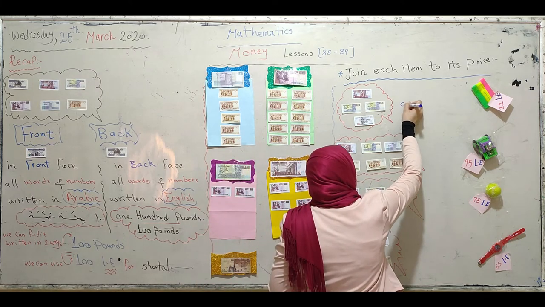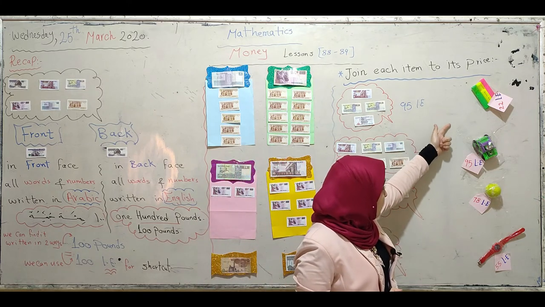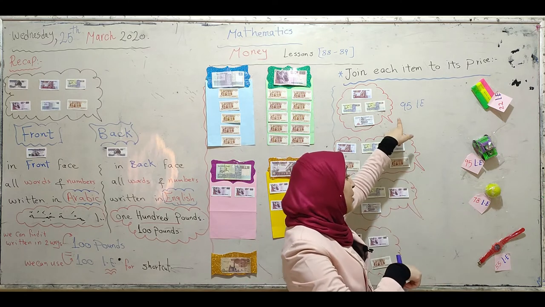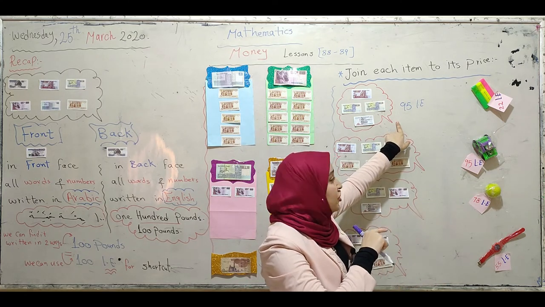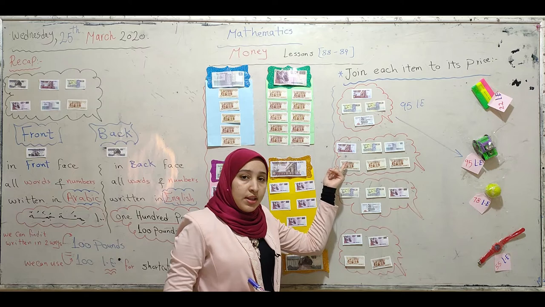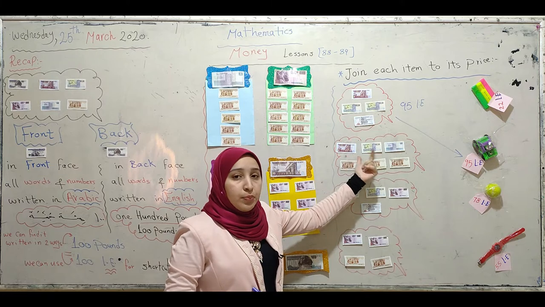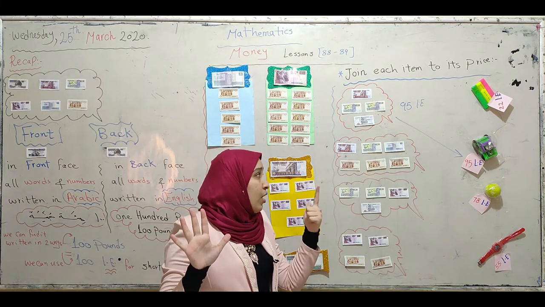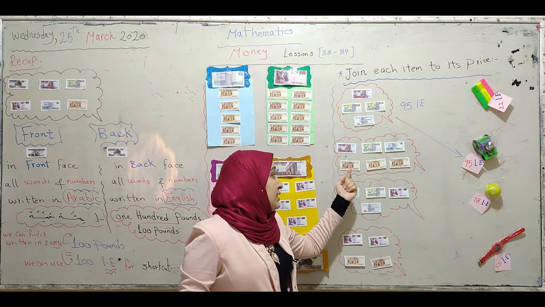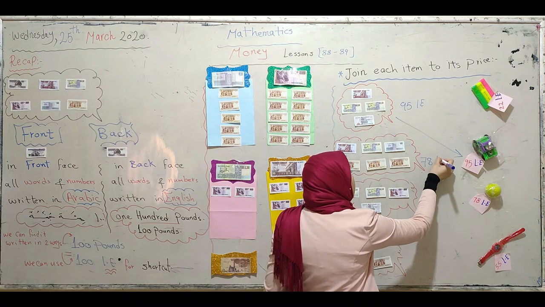Let's see which item its price is 95 pounds. Excellent, good job, it's a car. So I join this amount of money with its suitable item, which is the car. The second amount of money, we have 50 pounds, 20 pounds, 5 pounds, 1 pound, 1 pound, 1 pound. 50 pounds plus 20 pounds, after 50, 60, 70. And 5, 75, 76, 77, 78. So its amount of money is 78 pounds.